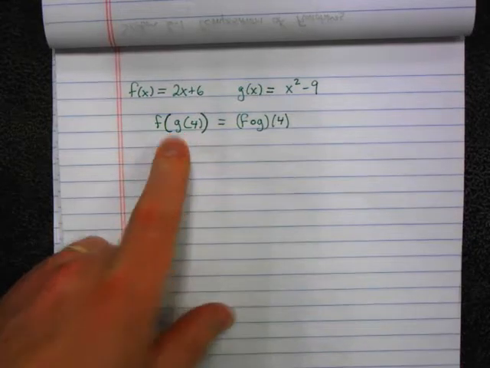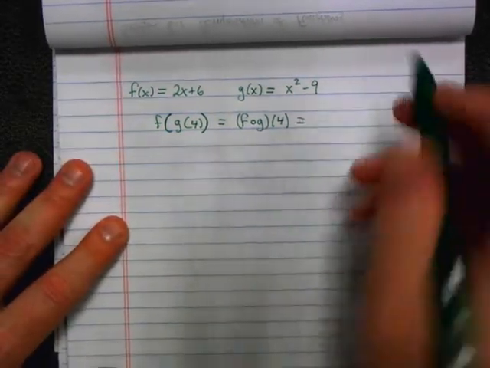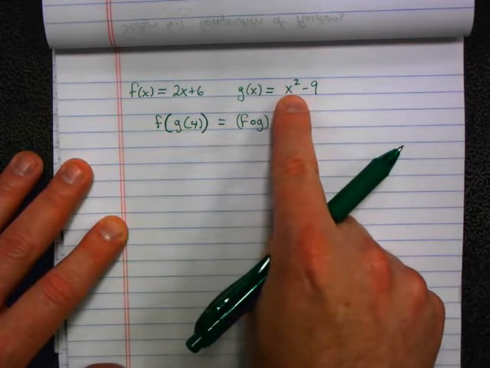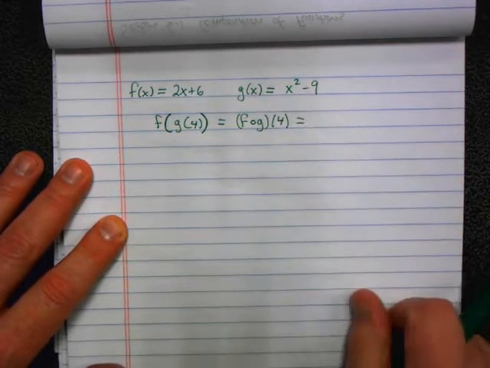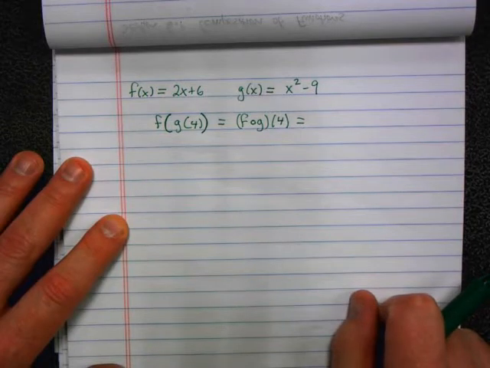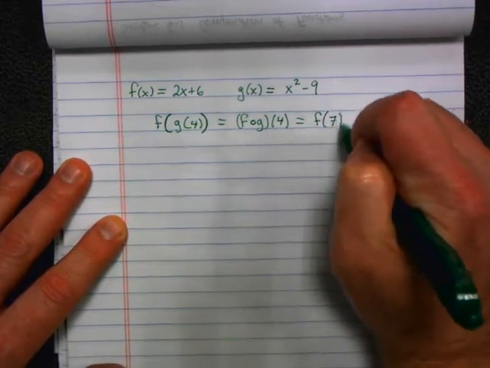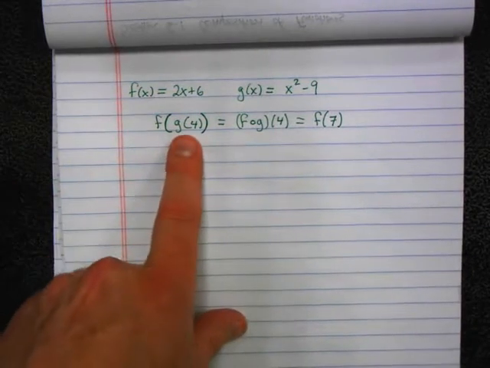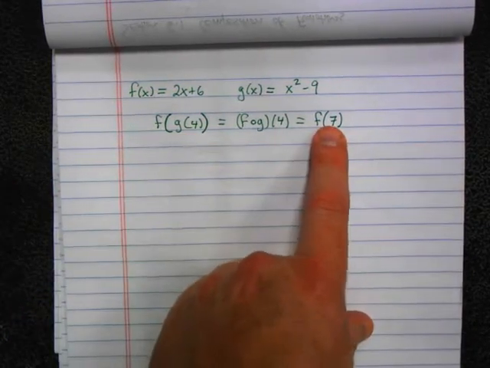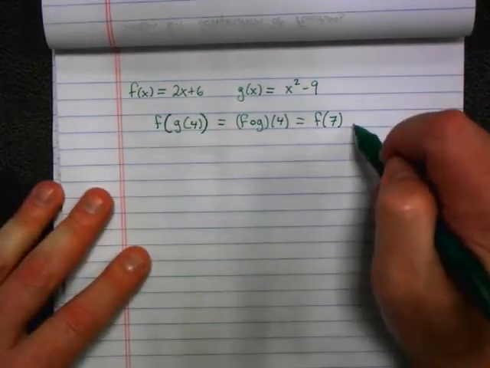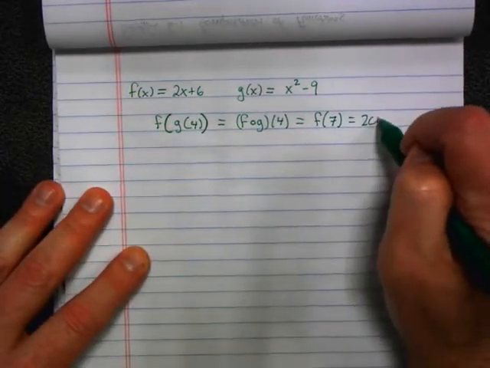Plug it into F. Okay, so what do I get when I take the number 4 and plug it into the G function? 7. So this is now going to be F at 7. Because G at 4 was the number 7. And then I take 7 and plug it into the F function. 14 plus 6 is 20.